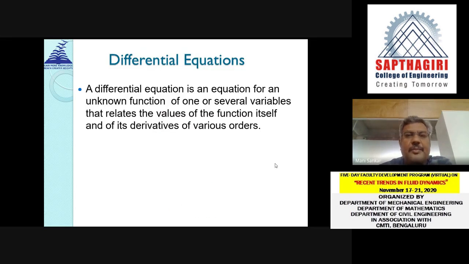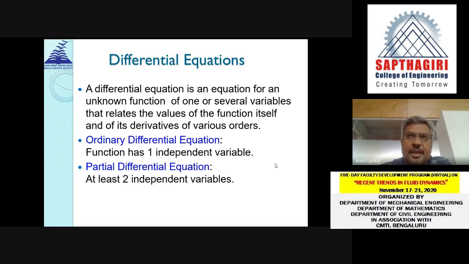Okay, so we'll go with the very basic definition of what a differential equation is. A differential equation is basically an equation involving some unknown function and its derivatives. Based on the nature of the unknown function, we call it an ordinary differential equation or a partial differential equation. Suppose the function depends on only one independent variable, we call it an ordinary differential equation. If the function depends on more than one independent variable, we call it a partial differential equation.